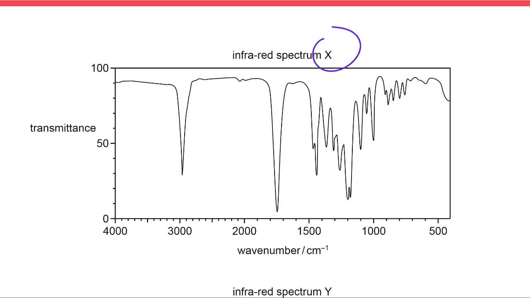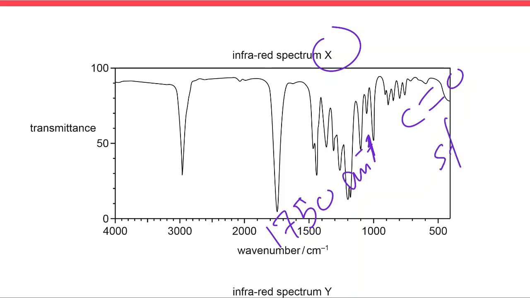In X, what do you have? You have 1600, 1750. This one is for carbonyl, it's called a stretch. That means the bond will be stretched. When the carbon double bond oxygen is stretched, it will absorb infrared radiation in this region, 1750. And here we have less than this one, which is for CH, any CH.